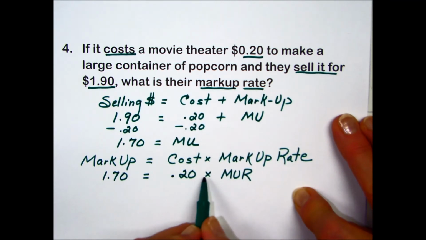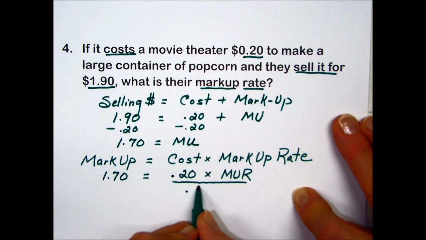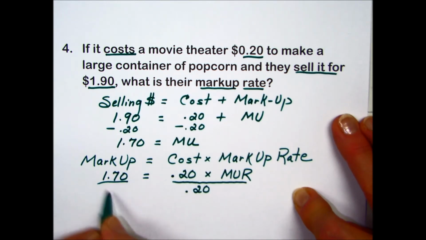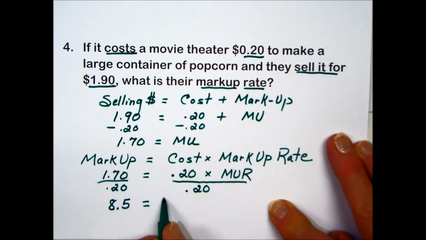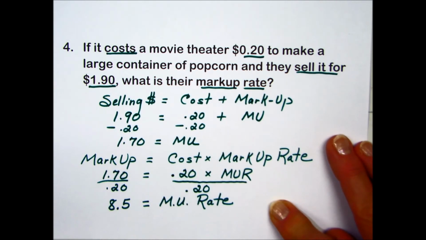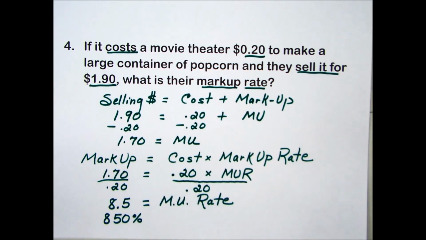Solving for the markup rate, which is multiplied by the 20 cents, we will divide both sides to cancel out the multiplication. $1.70 divided by 20 cents leaves us with 0.85, which is our missing value, that markup rate. The only thing is, rate generally is expressed as a percentage. So I'm going to move my decimal over 2 to the right to convert my decimal into a percent. And it appears that our markup rate is 850%.